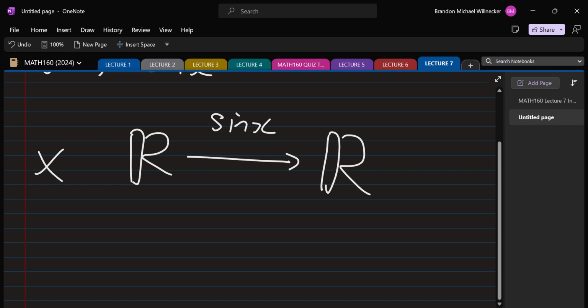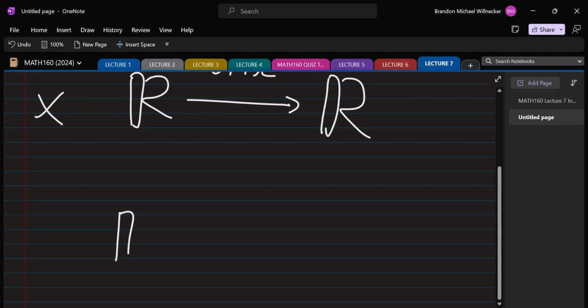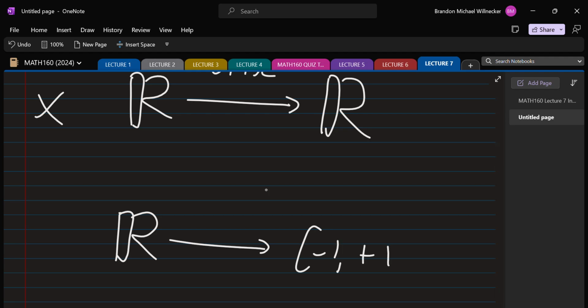So that's wrong. Let's try again. So the real numbers to minus 1 to plus 1. Cool. We fixed one problem, now we fix the other problem. This needs to be injective. Currently, it is not injective. It is surjective, we fixed that. Not injective. Okay, so why is it not injective?